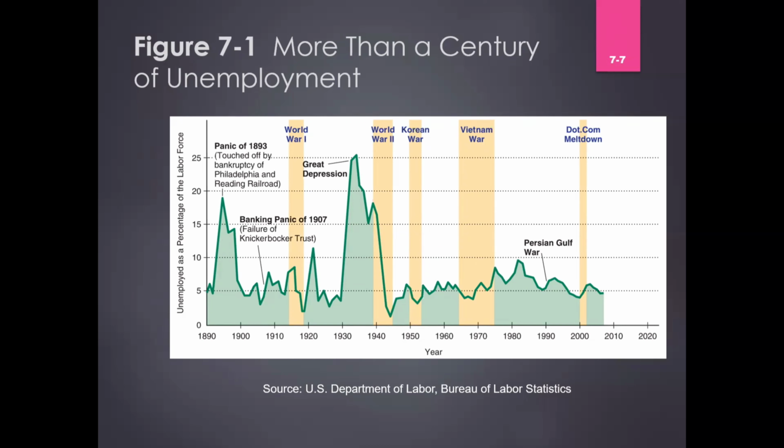We have the panic of 1893, touched off by the bankruptcy of the Philadelphia and Reading Railroad. Then we had the bank panic of 1907, then the Great Depression and the Persian Gulf War. And usually, guys, anytime there is a war, we see that there is a drop in the unemployment level. That's why most people will say that war is business.